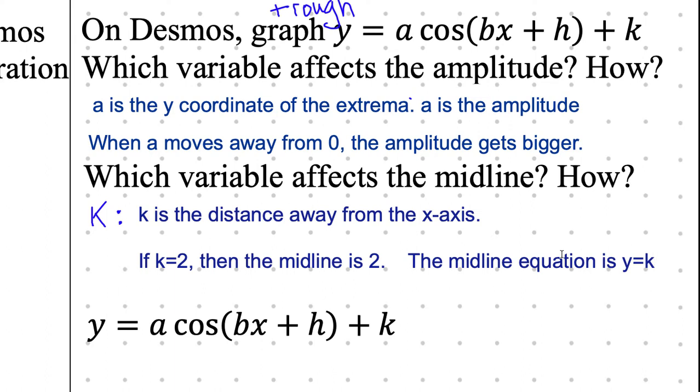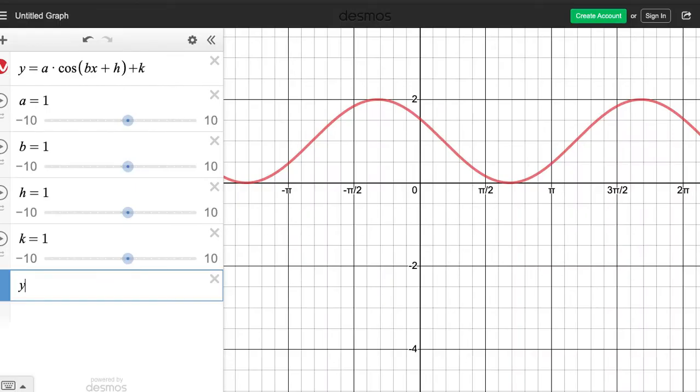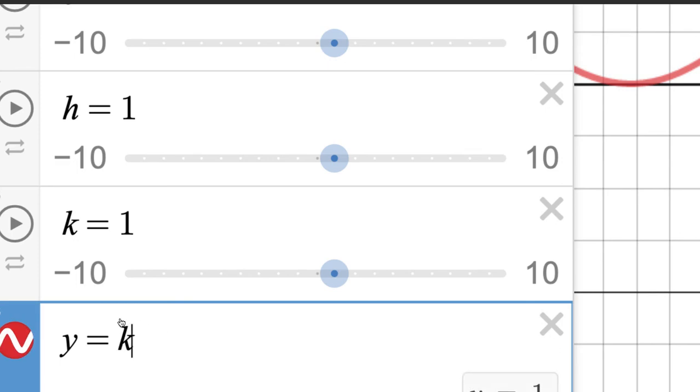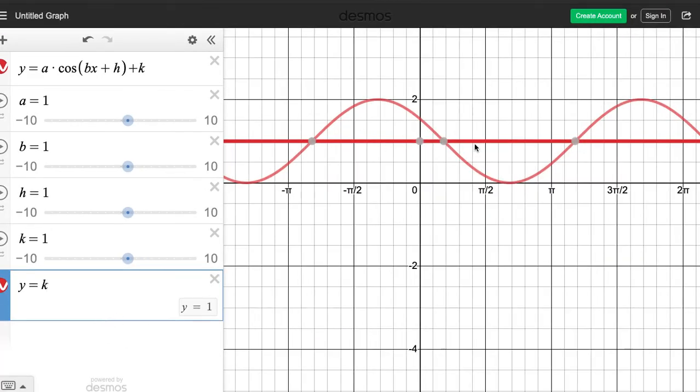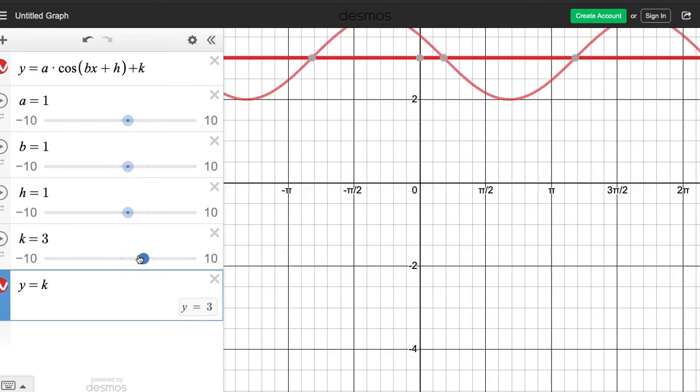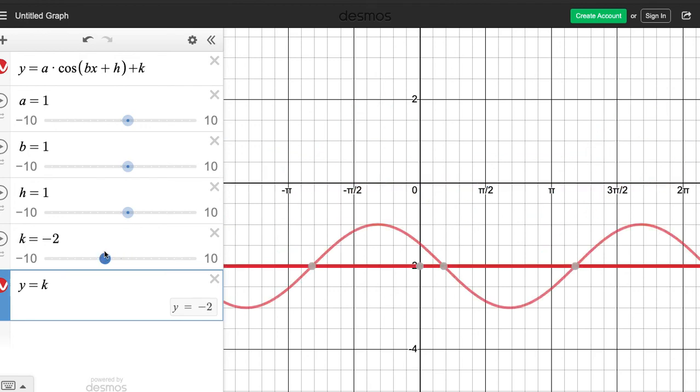Let's do that on Desmos. On the next little area underneath your slider for K, type in y equals K. And then move K around, see what happens. All right, so I'm going to switch back. Wait, so instead of the other one? No, so underneath that, so down here, underneath K equals 1, write y equals K. And then zoom back out. Check out our new midline. So whenever I drag K up and down, that midline shifts with it. We have now always graphed the midline.